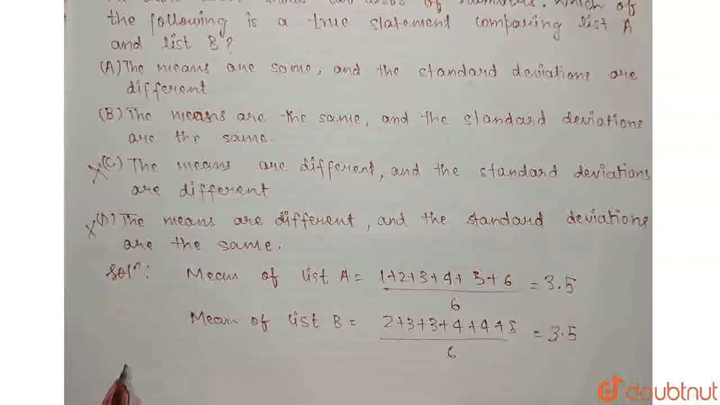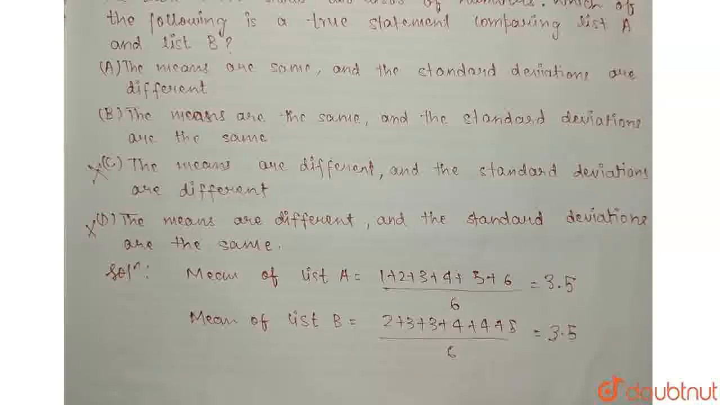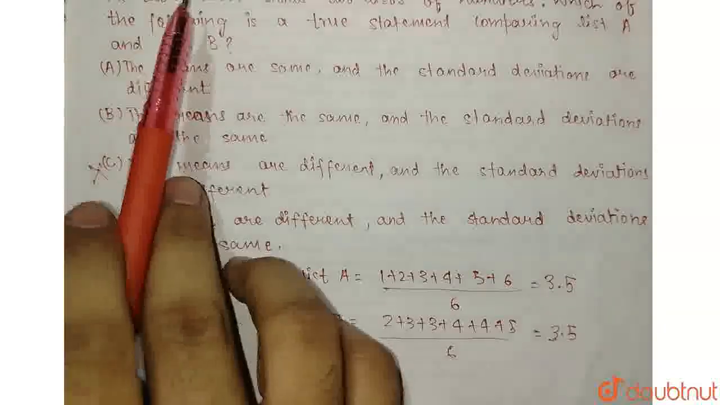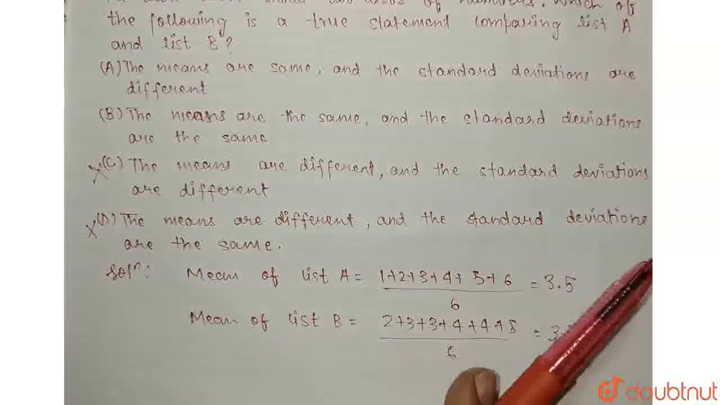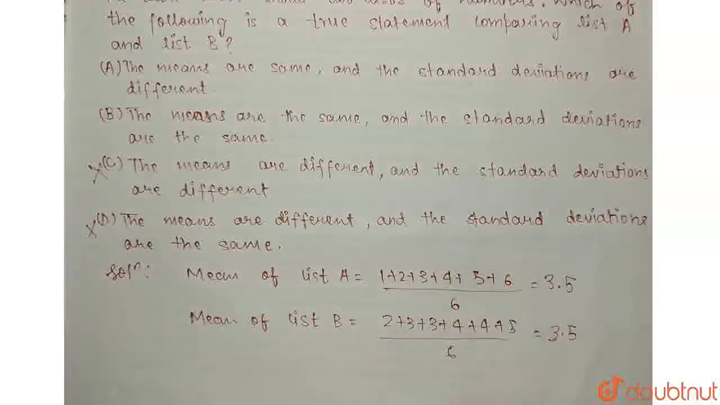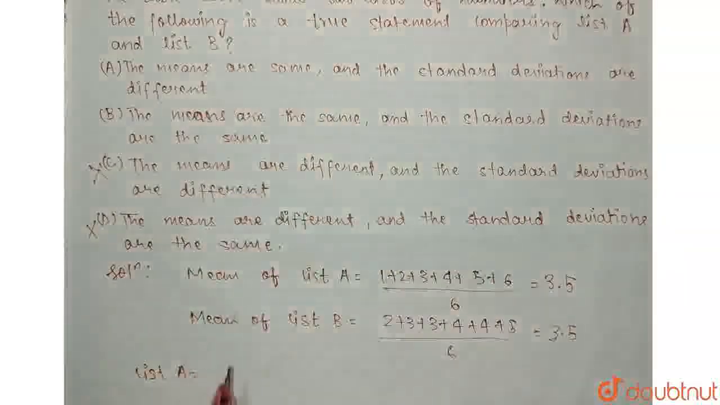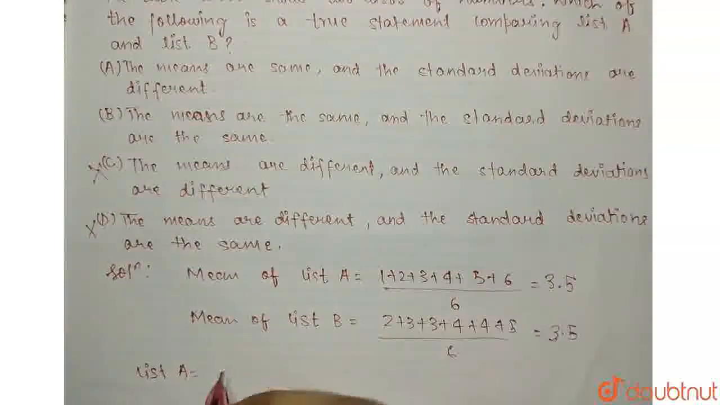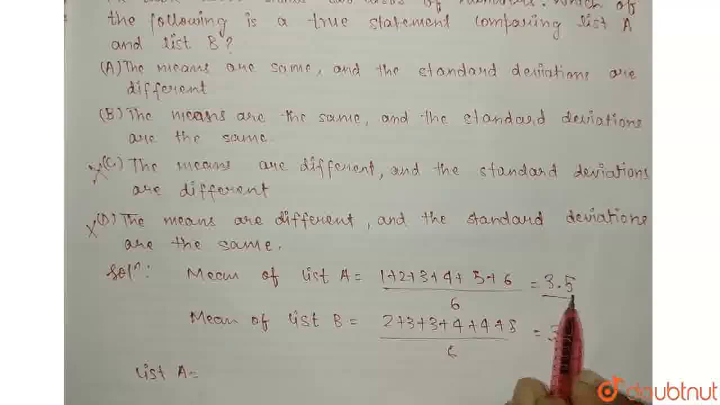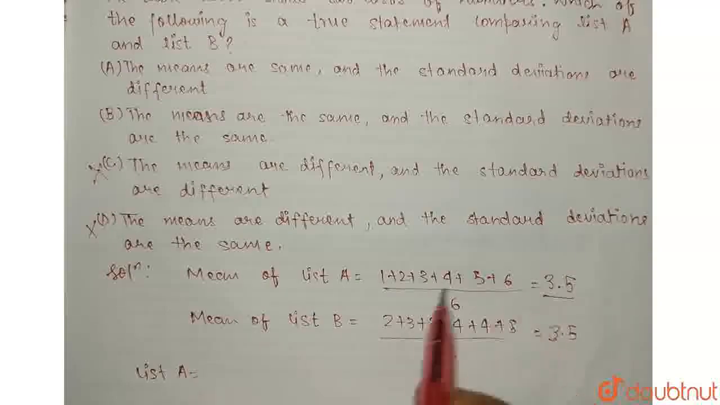For finding the standard deviation, we know that standard deviation is based on the difference between each element and the mean, and finding the mean of that distance. Okay, so I can differentiate in the standard deviation by calculating the distance between the numbers. For example, if list A has number 4, that is 0.5 more than the mean 3.5, and number 3, that is 0.5 less than the mean.